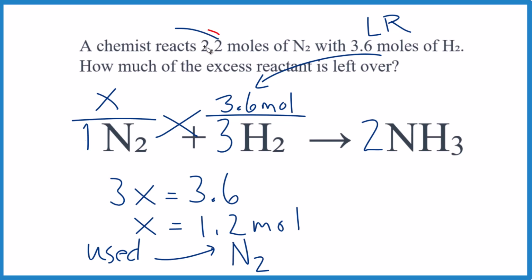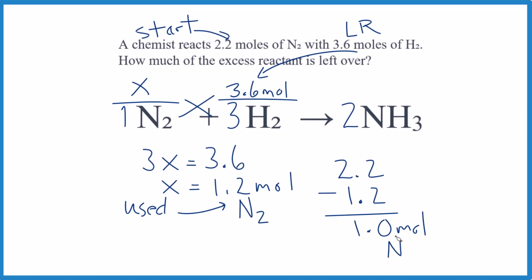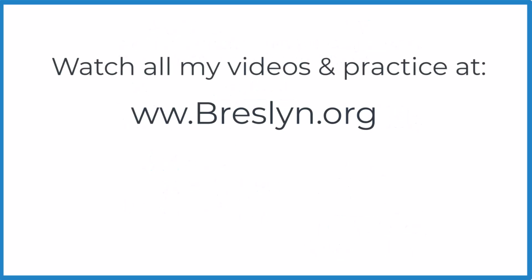This is how much we started with. So we take what we start with, subtract what we used, and that tells us that we have 1.0 moles of N2 left over. And that's how you figure out how much excess of a reactant is left over in one of these limiting reactant problems.